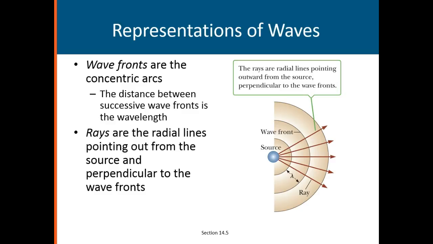The rays are radial lines pointing outward from the source, and they're always perpendicular to the wavefront. All of these are right angles, always. Every one of them, always. Because this is curved, these are going out in a radial span like that. The distance between two consecutive wavefronts is your wavelength.